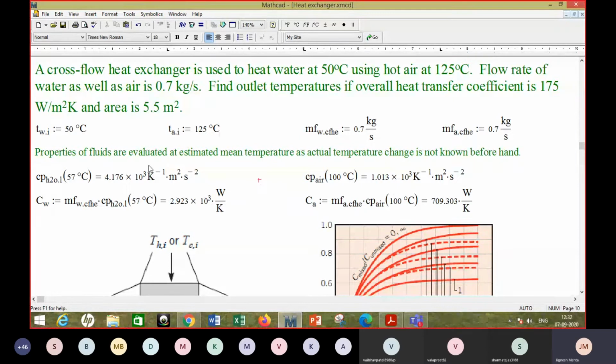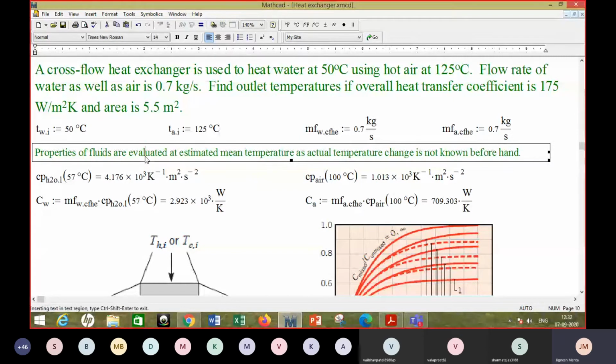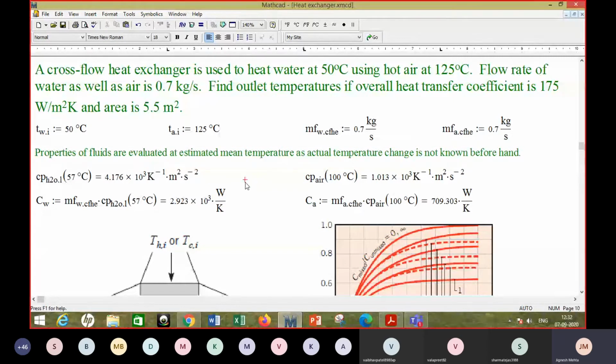So now you have to find the properties. And why do you need properties? One of them is the CR, the capacity ratio, heat capacity ratio. So you have to find out the heat capacity ratio for water and for air. For that, you need the CP of water and air. Now this CP of water, at what temperature will you take the properties of water?